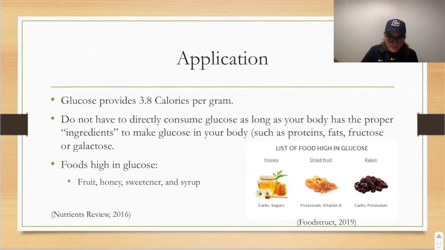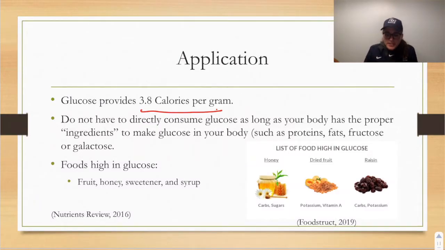Now, application. So you might say, great, I see this complexity in my body, so what? Well, the great thing, and just maybe some interesting facts for you to see the bigger picture, is that glucose provides 3.8 calories per gram. 3.8 calories per gram. Now, what's interesting is that we do not have to directly consume glucose. If we wanted to, our body, as long as we have the proper ingredients or the proper precursors, we can create glucose. And you know that just simply by understanding gluconeogenesis. That, in fact, shows that we don't need direct intake from glucose. We can just have the ingredients to make it and then make it ourselves in our body.